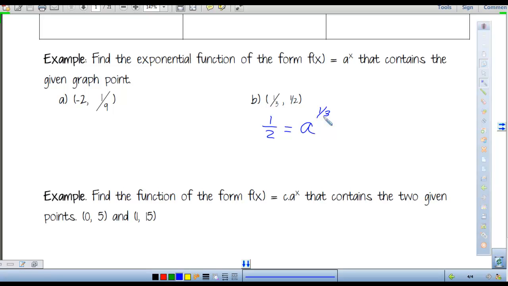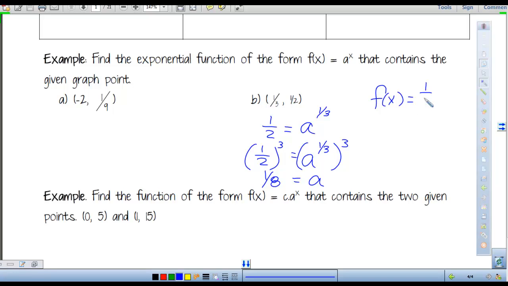Cube each side. Okay, so we get 1/2 raised to the 3rd power, and a to the 1/3 raised to the 3rd power. That causes the exponent to be just a 1. So we get a is equal to 1/8. So our function would be f of x equals 1/8 raised to the x power. Okay, questions about that?